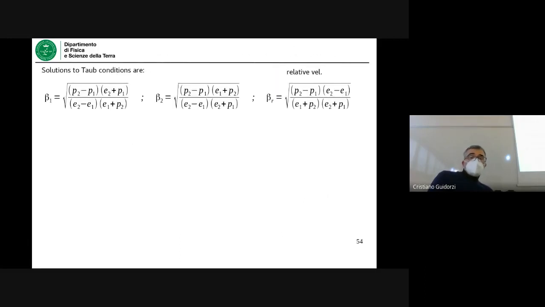I'm not going to prove this because it takes quite some long algebra. I don't know if any of you carried out the exercise I was advising you to try, to challenge yourself and derive the solutions to the Rankine-Hugoniot conditions. You may try and challenge yourself again here. It's quite some long algebra that you have to carry out. But here, you may come up with the solutions to the Taub equations.